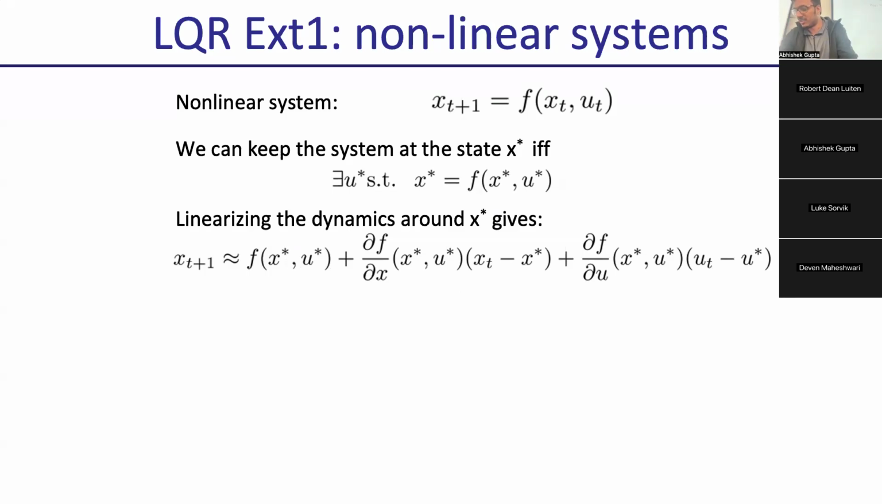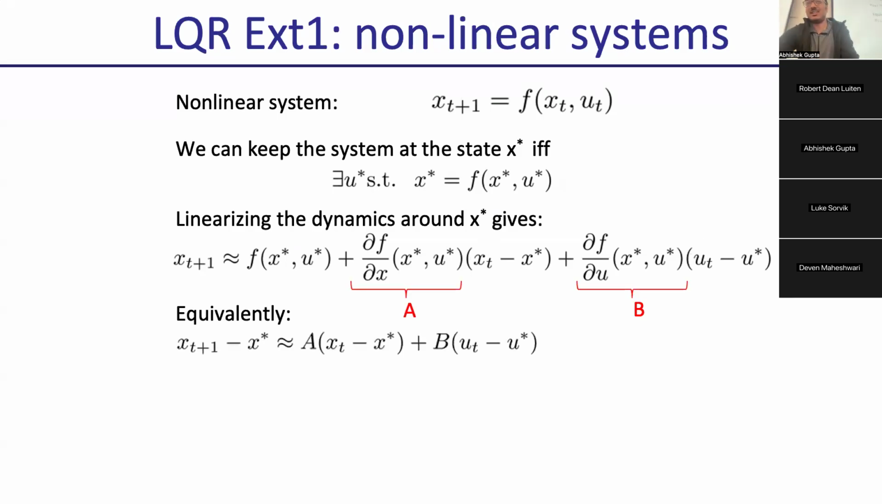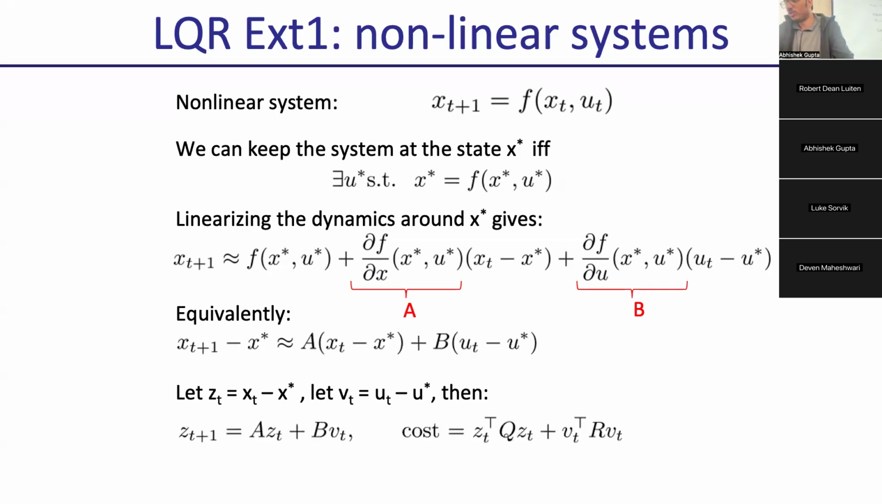So you see this thing is linear in X and this thing is linear in U. Right? While this doesn't look linear at first, you can rewrite it to be linear in X and linear in U. You do a little bit of change of variable. You write xt minus x as z and ut minus u as v. And then you can show that this is exactly a linear system.